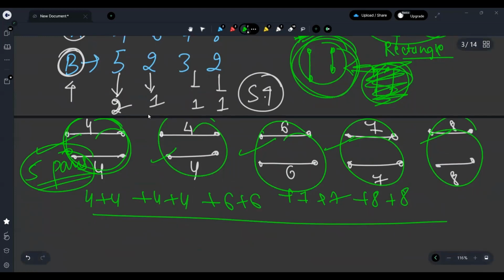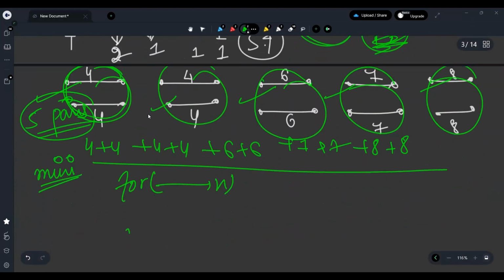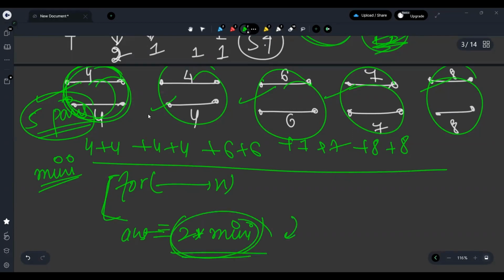So while traversing the array, we will take the minimal value and at the end, after coming out of the loop, we will subtract 2 into mini, because two sides are contributing here. So we need to subtract two sides of that. So this is the approach behind what we do.